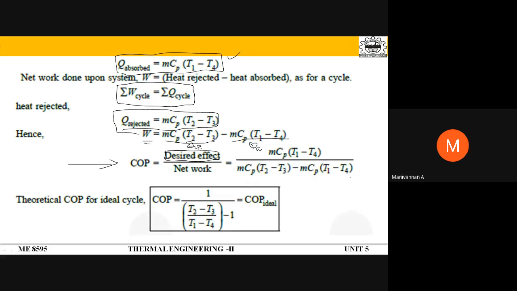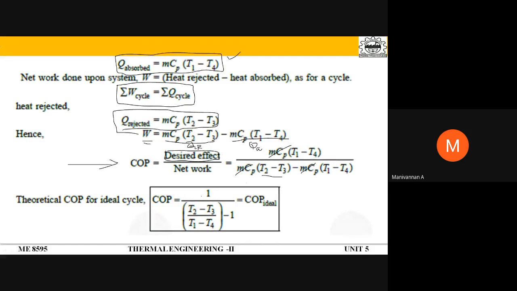So this is the coefficient of performance of a reversed Brayton cycle refrigeration system. Now cancel the common terms; mCp will get cancelled, and you divide the total by T1 minus T4. When you divide this, it will become 1, so 1 by T2 by T3, divided by this one, T1 minus T4. Again, this T1 by T1 becomes 1. So this is the COP of the ideal reversed Brayton cycle.